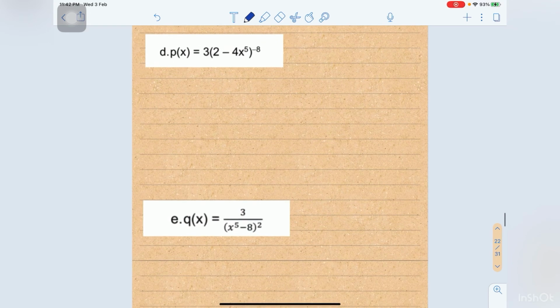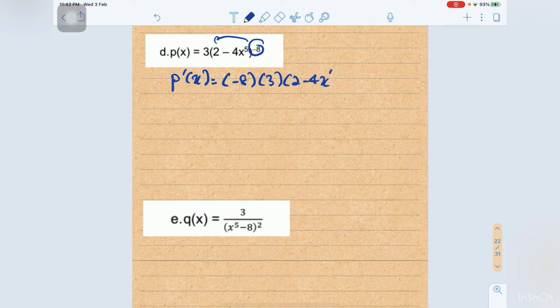We have a few more. p in terms of x, differentiate, we get p'(x). Now, remove negative 8: 3(2 minus 4x⁵) to the power of negative 8 minus 1, the power will be reduced. Differentiate the function in the bracket: differentiate 2 is 0, and for negative 4x⁵ we get negative 20x⁴.